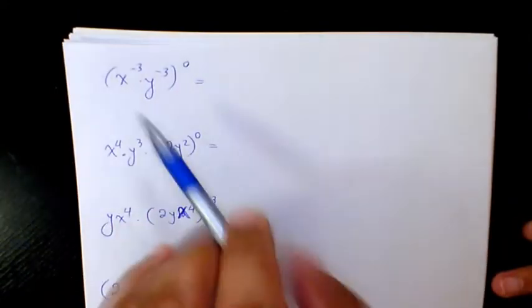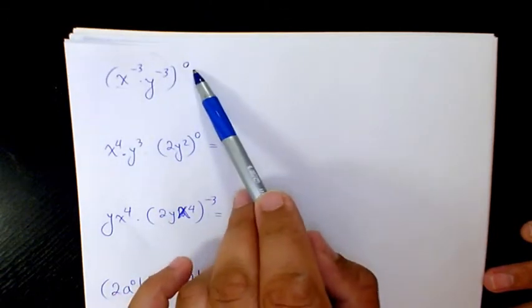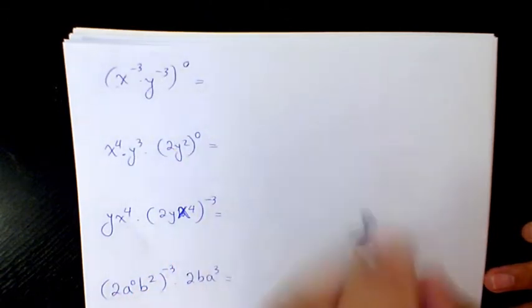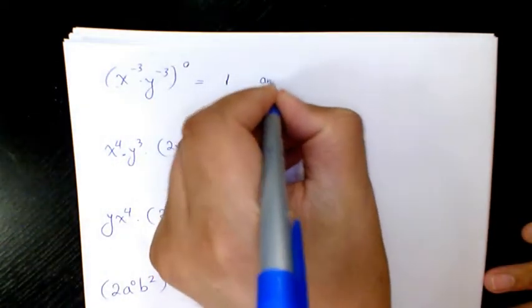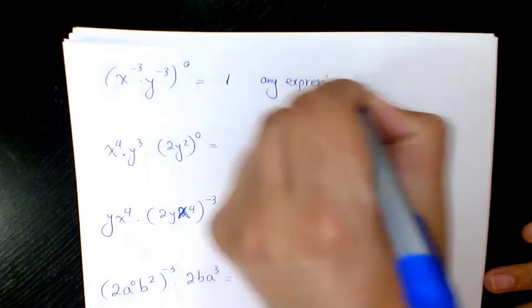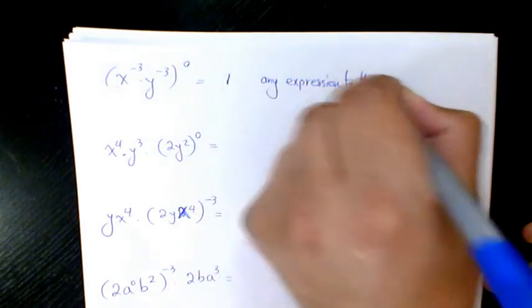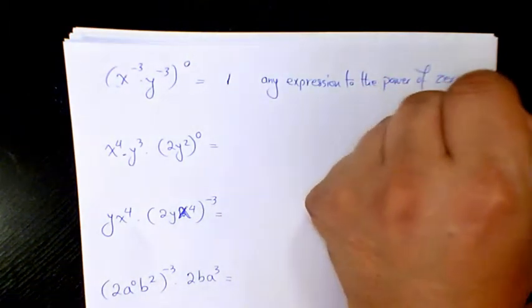Next one is going to be super easy. Why? Because the whole expression is going to be to the power of 0. Any expression to the power of 0 is just 1. I'm going to write it here. Any expression to the power of 0 is 1.